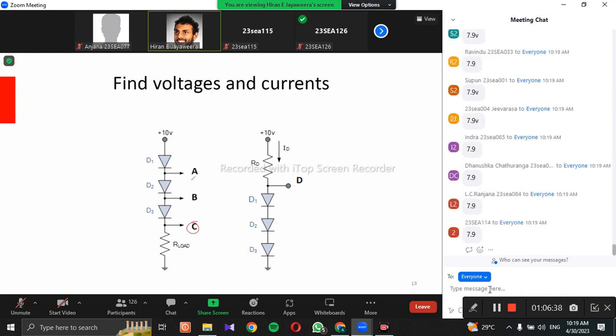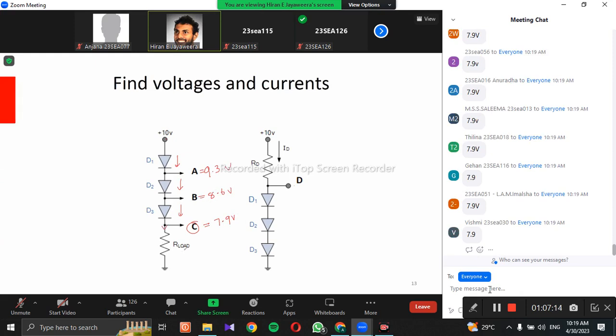Because all three diodes get forward biased, you drop 0.7 here, another 0.7 here, another 0.7 here. So altogether it's 2.1 volts you drop, and it's 10 minus 2.1. You can simply do it step by step. You have 10 here, you drop 0.7, so this becomes 9.3. Again, you drop another 0.7, so this becomes 8.6. You drop another 0.7, this becomes 7.9 volts.